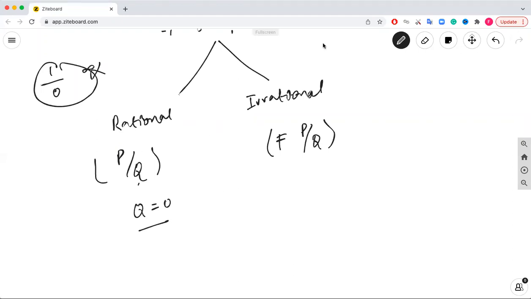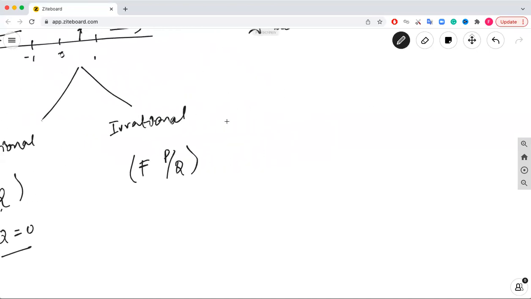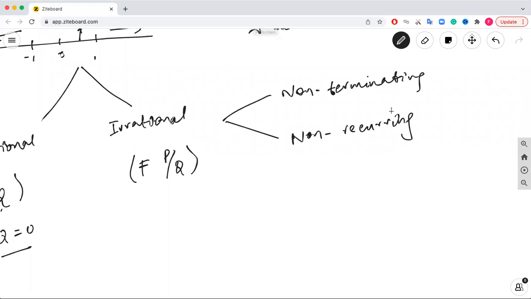Okay, we will discuss the rational number a bit later, but first discuss the irrational number. Any number which cannot be written in the form of P over Q. There are two more conditions for that. That number must be non-terminating and non-recurring. What is the difference between these two? Non-terminating means the decimal doesn't stop. After the decimal, it doesn't stop. Yes. Non-recurring means... Example pi.